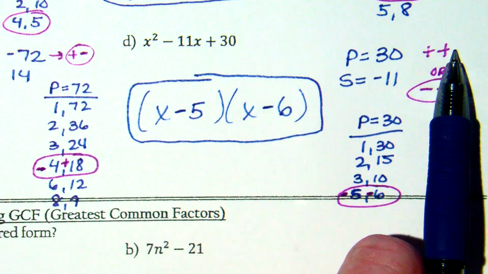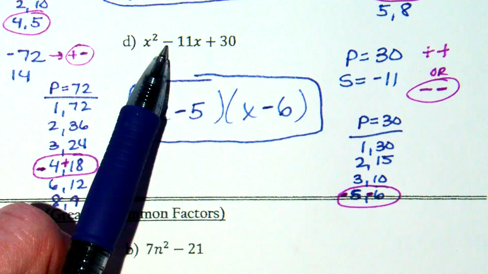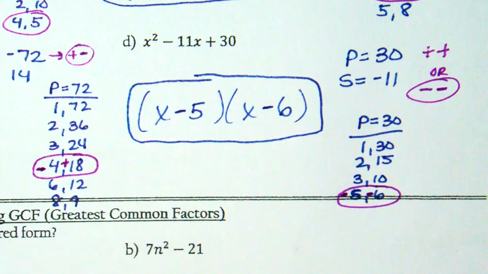Okay? I don't know how Mrs. Rogers teaches this, but some teachers will say, whenever this last sign here is positive, that means they're both the same. And then this sign will tell you that they're both negative. That's how some teachers will teach it. There's lots of ways I could teach this. Okay. Got the basics. Okay, so keep that in mind.